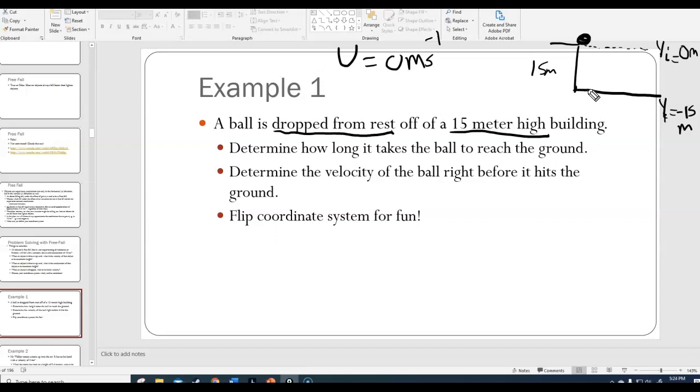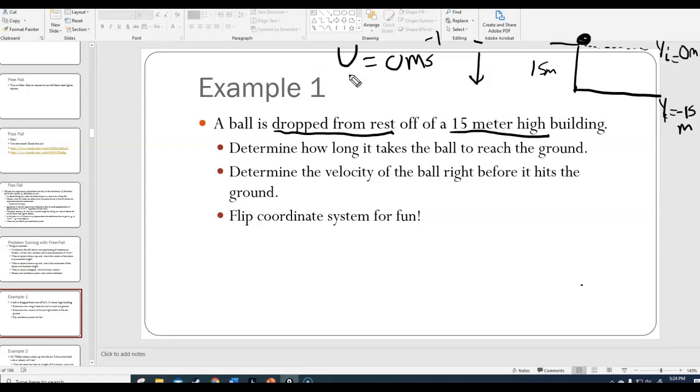Now, I didn't have to define my coordinate system like that. I could have said that the ground is 0, and then the initial position would have been 15 meters. And I'd get the same answers no matter what. If you're not convinced of that, try it out for yourself. So I have implicitly defined a coordinate system whereby down is the negative direction, because if you look, traveling down moves me from 0 to negative 15 meters.